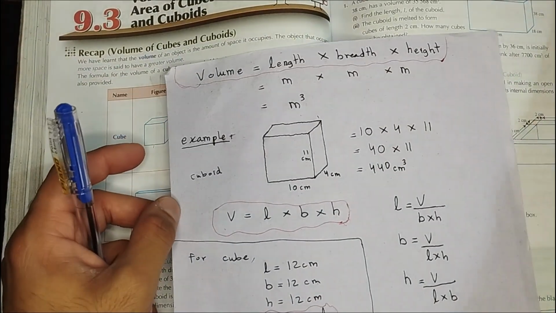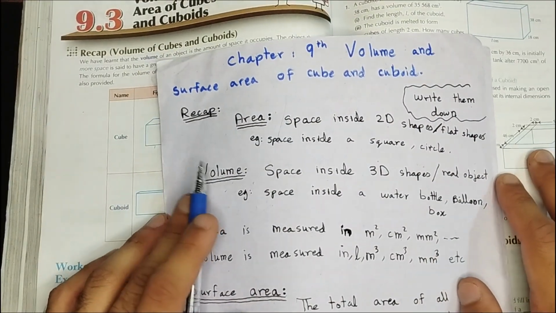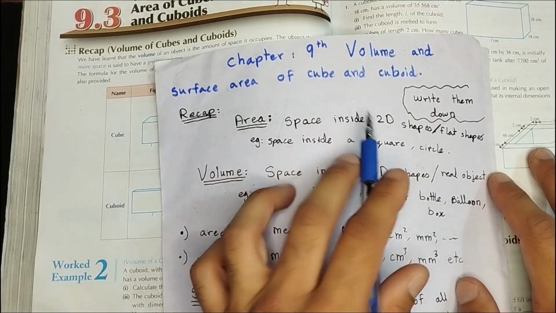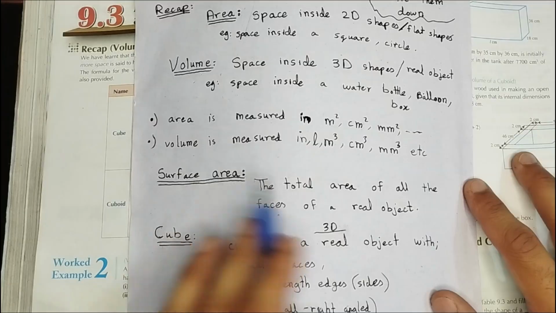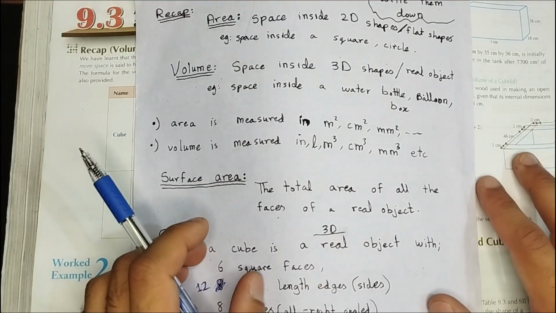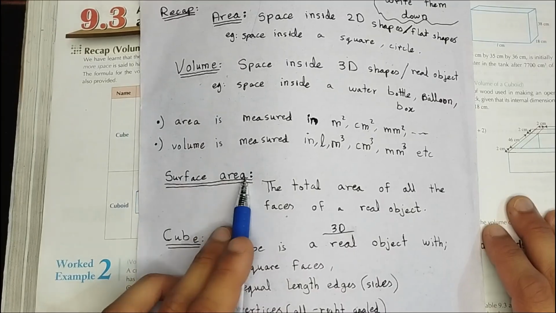Even if you forgot a few things or didn't understand a few things, for now, just make sure you remember the definitions of what they are. Fundamentally, what is area? Space inside a 2D shape. What is volume? Space inside 3D shapes. What is total surface area? When you measure the area of each face and add them all together, that is total surface area, or simply the surface area of a 3D shape.